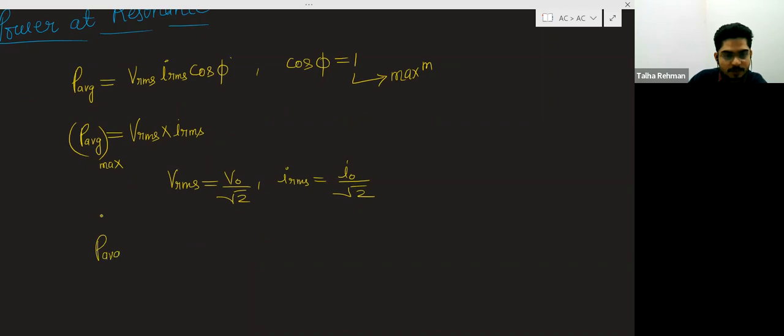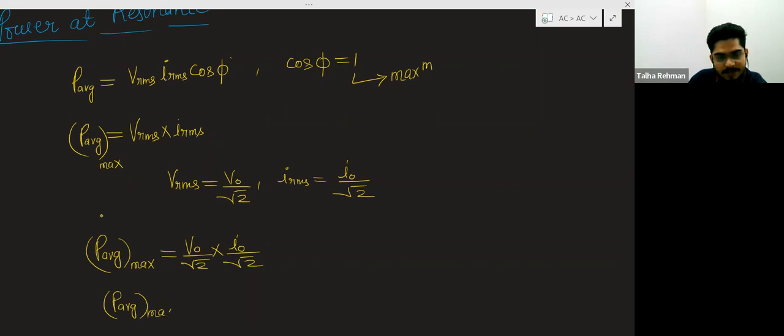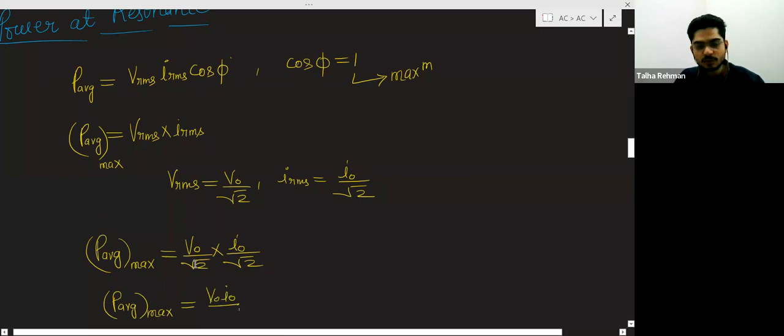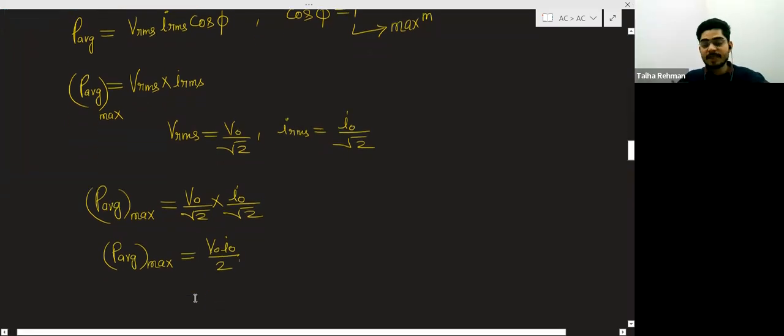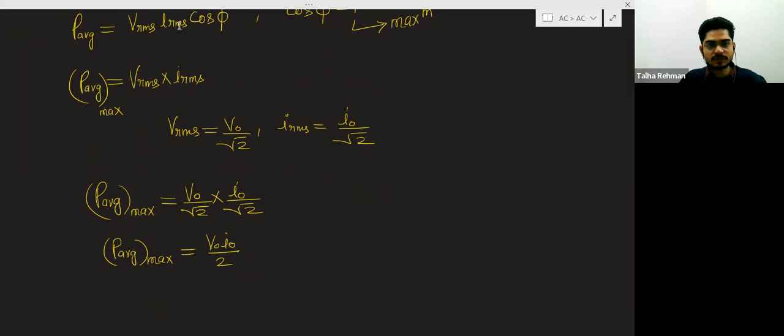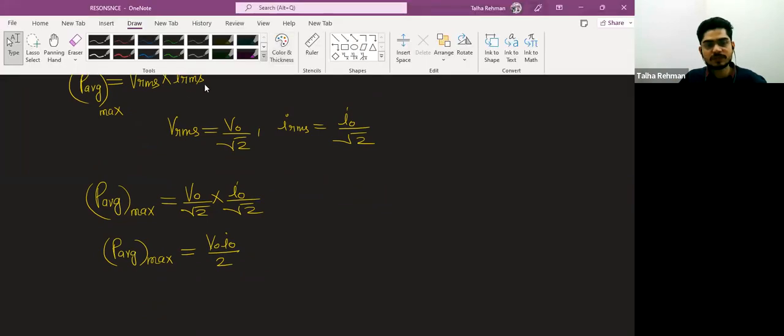So average power at the resonance, that is the maximum power, is equal to V naught by root 2 multiplied by I naught by root 2. So average power at the resonance, that is maximum power, is equal to V naught into I naught divided by 2, since root 2 times root 2 is 2. So basically this is the maximum power at the resonance, in terms of the maximum value of the voltage.